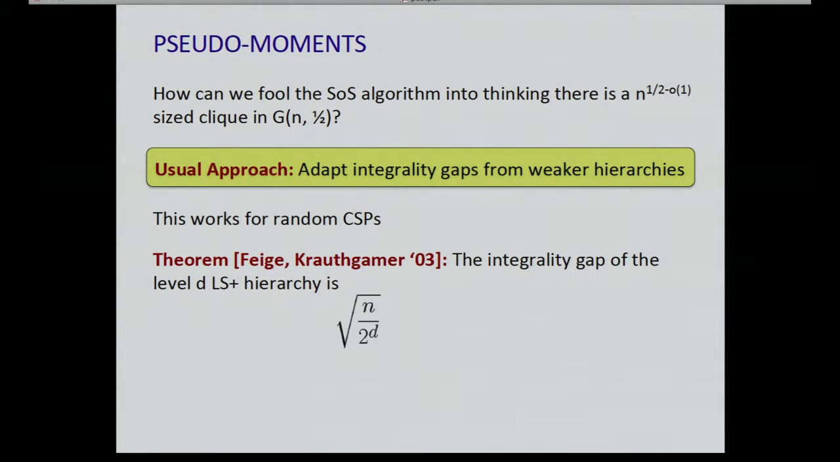So the best things that are known about weaker hierarchies: Feige and Krauthgamer showed a nearly optimal lower bound. They showed that the level D Lovász-Schrijver plus hierarchy, which again can be solved in n to the O of D time, gets fooled into thinking that there's a root n over 2 to the D size clique in an Erdős-Rényi random graph.